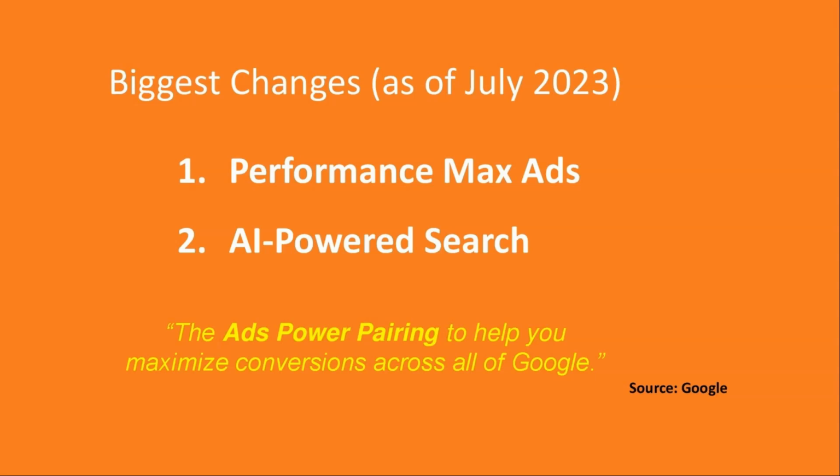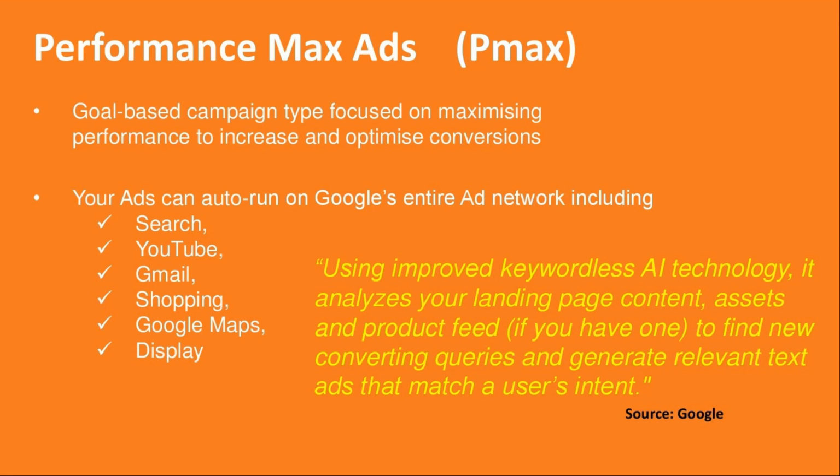Google actually refers to these things as the ads power pairing, which is a nice salesy kind of thing, but this is about how you can use both of these tools to maximize conversions across all of Google. Now, what all of Google actually means is the ability to run ads now wherever Google has the opportunity to show them, which includes in search, on YouTube, in Gmail, shopping ads, Google Maps, display ads, a whole network they've got called Discovery Network. There's a whole bunch of things and places where your ads can now run using PMax.